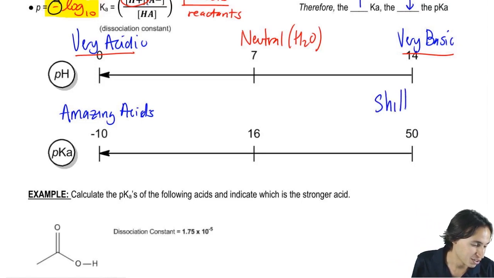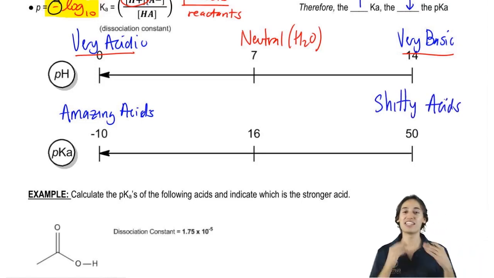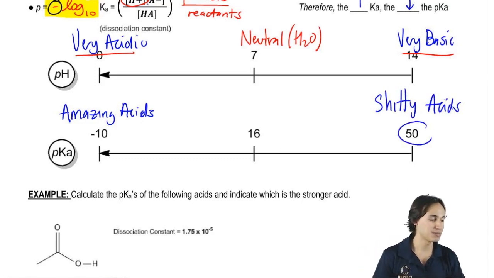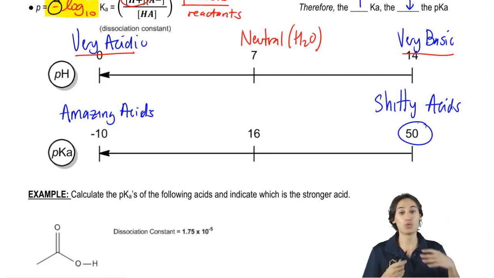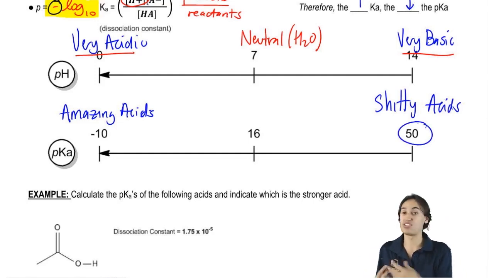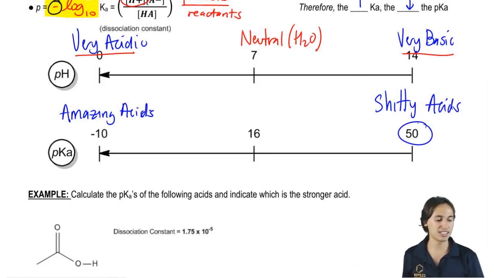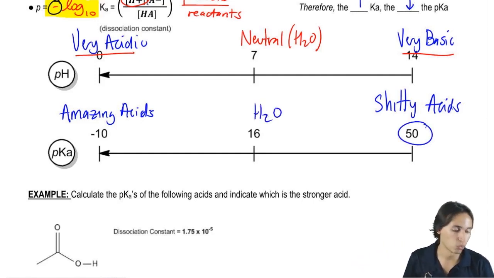So that means, what is 50? 50 is just going to be, pardon my French, your very, very shitty acids. Okay, it's the ones that are terrible at dissociating. So basically, 50 doesn't mean that you're basic. It just means that you're really bad at being an acid. It means that you suck as an acid. You're never going to dissociate.